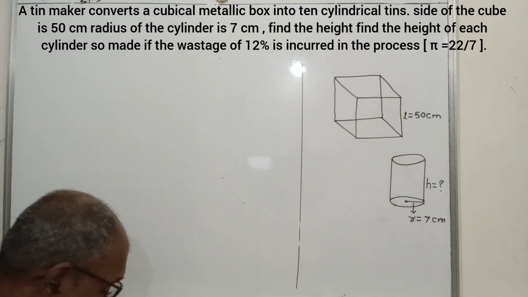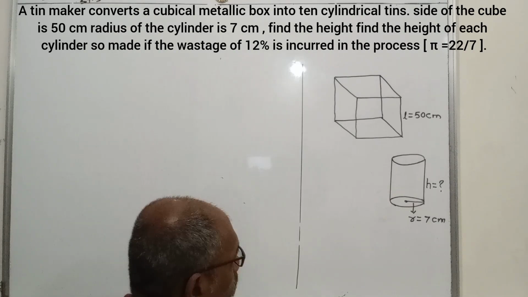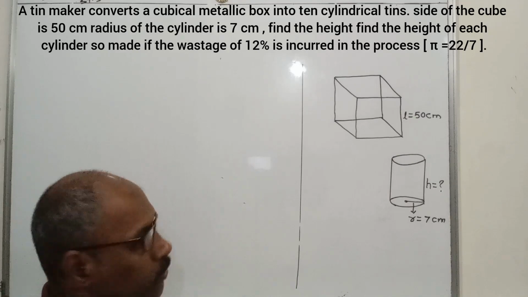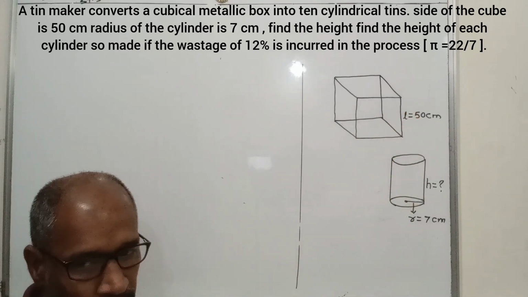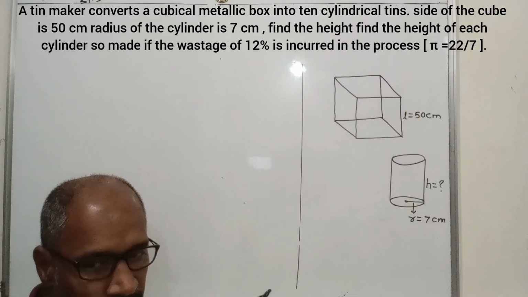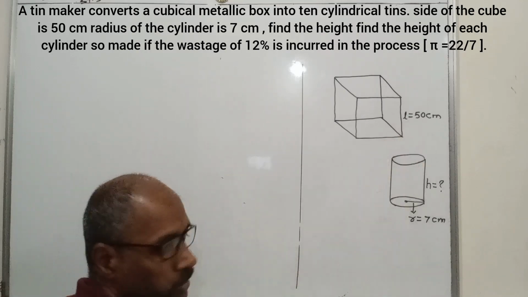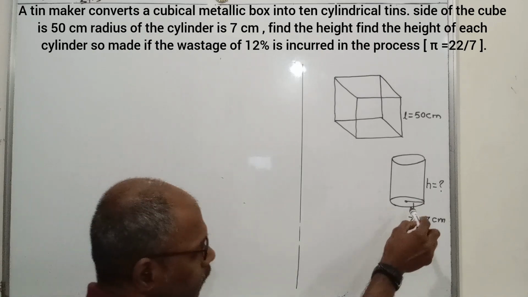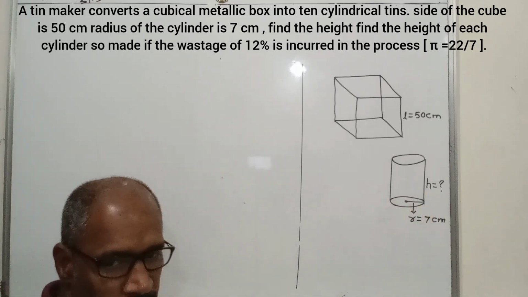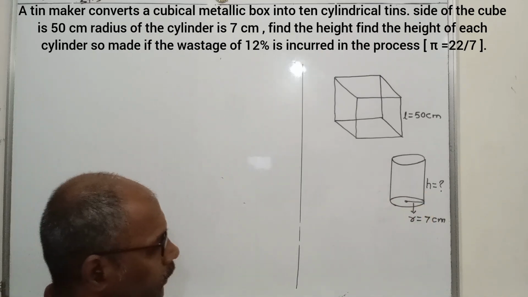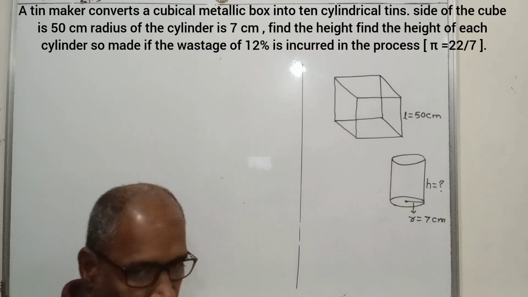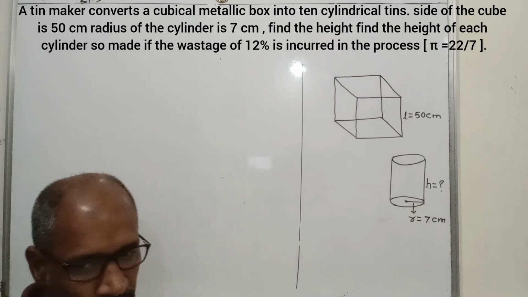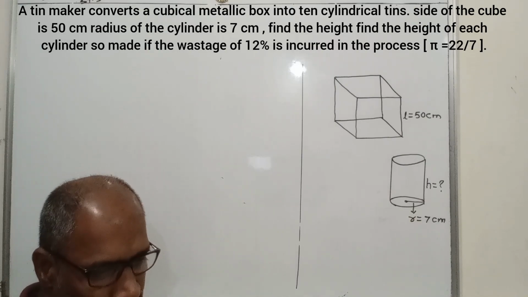Wastage incurred was 12%. Now here this is a cube, so every length of every side is same. Therefore L is equal to 50 centimeter. Did you get it? And here radius of this cylindrical tin is given, R is equal to 7 centimeter. Then find H, height of that tin.